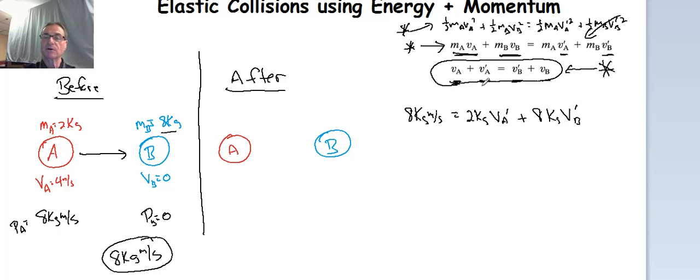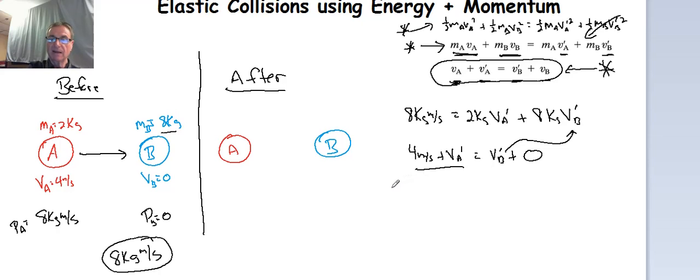Well, let's take a look at our second equation. What have we got? Va plus Va prime equals Vb prime plus Vb. Well, Va is 4 meters per second plus Va prime is equal to Vb prime plus 0. So in other words, Vb prime is equal to 4 plus Va prime. Well, now I'm getting somewhere, because now I can substitute this into here.